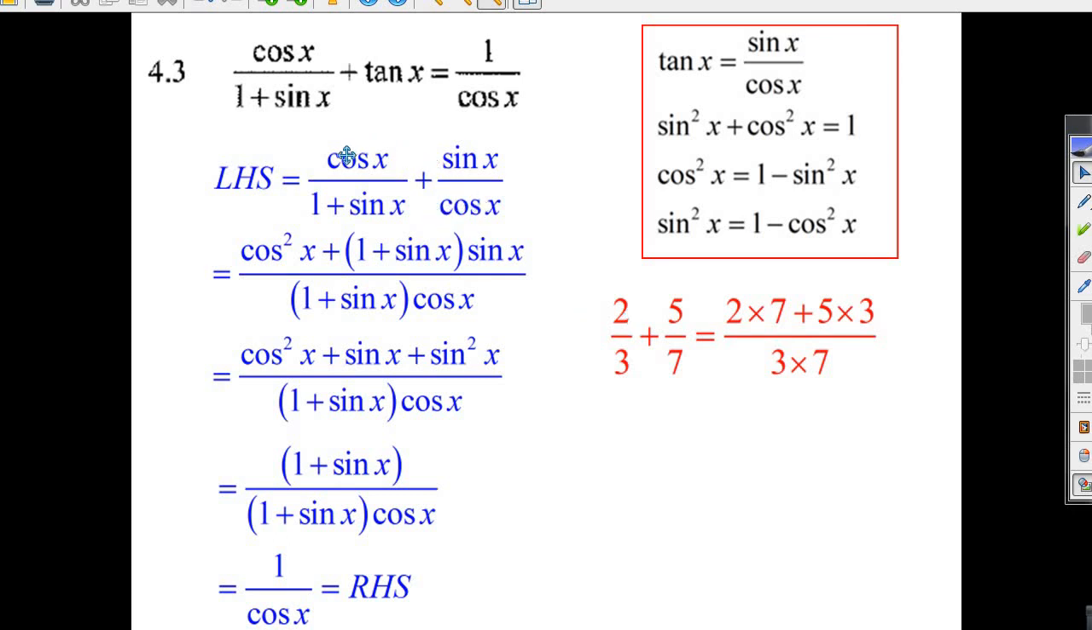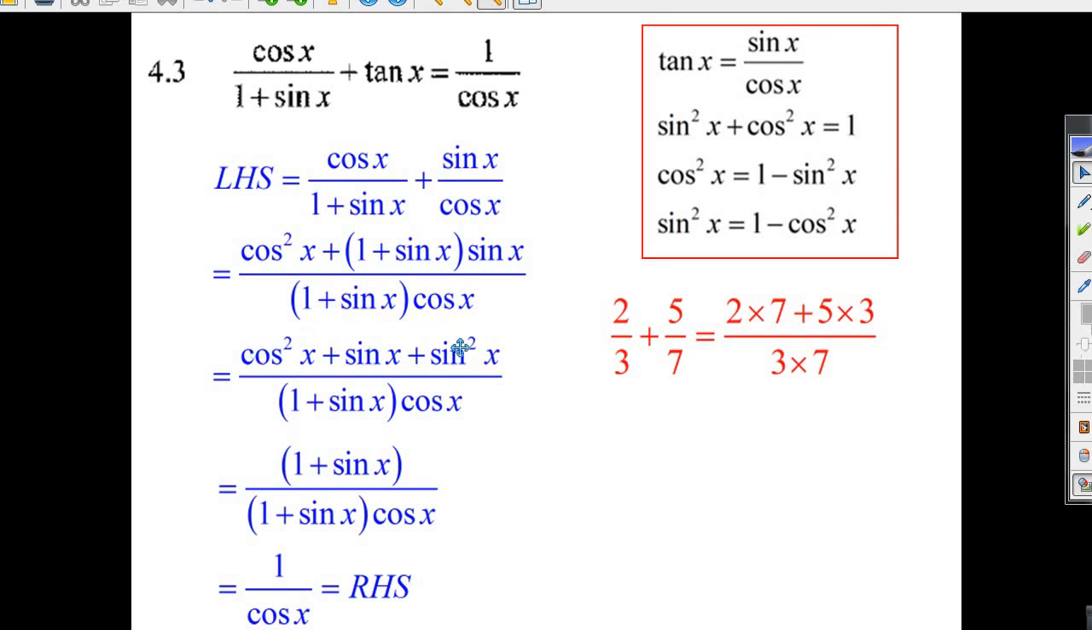We go cos multiplied by cos. That's how we get cos squared. Just like we would go 3 multiplied by 5 or 5 multiplied by 3 here to work this one out. We go 1 plus sine times sine. Well, there it is, all written out. There we go. Now multiply this out, we get sine squared plus sine x.